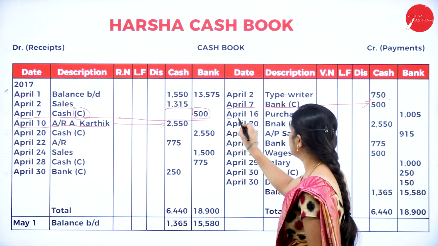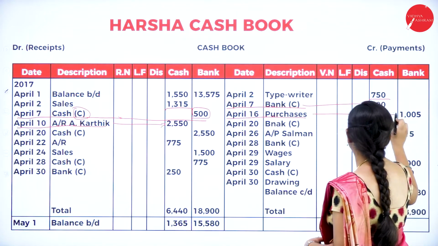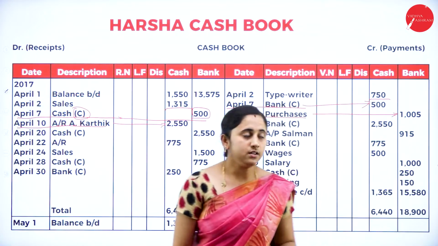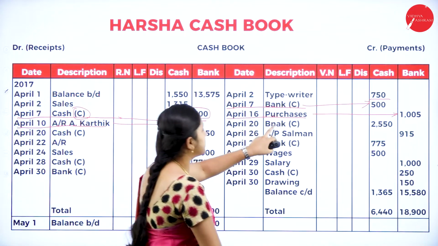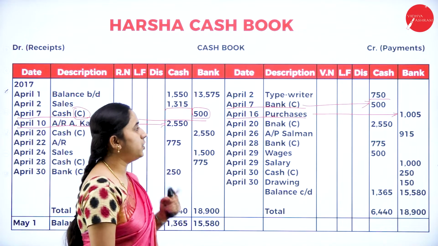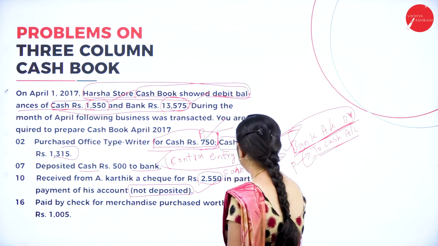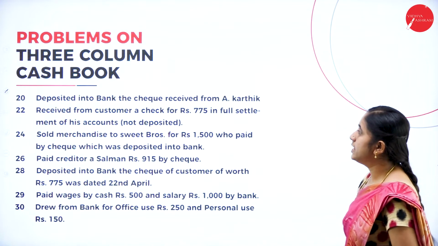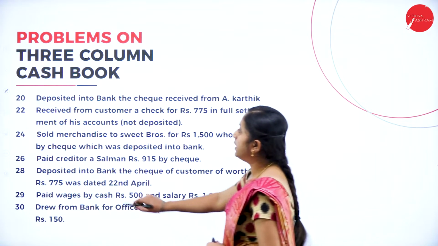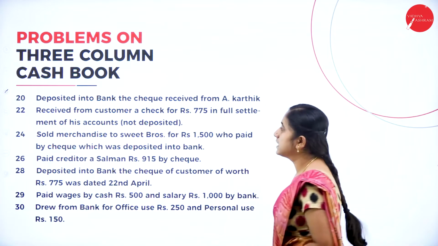April 16, purchase and paid by bank. So the amount in the bank column, rupees 1,005. April 16, purchase and paid through check, so the amount should be written in the bank column. This transaction is finished. Then April 20th, deposit into the bank the check received from Karthik.